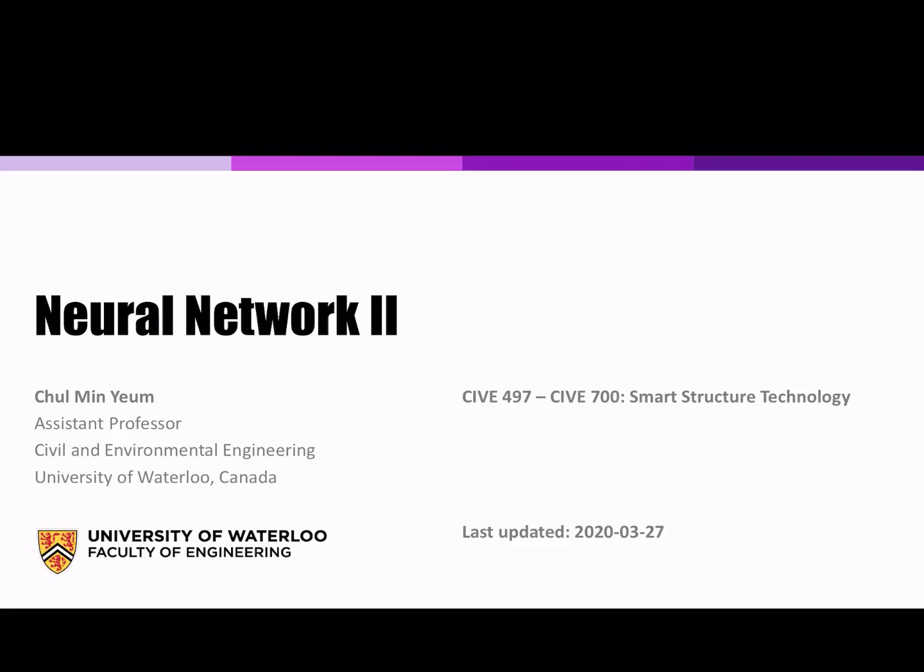Okay, so we are going to talk about the second part of the neural network lecture. Today's topic is backpropagation. That is the process to find the partial derivative of your cost function with respect to the function parameter.